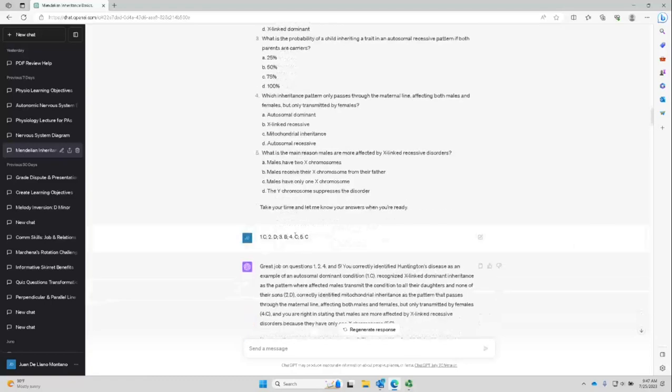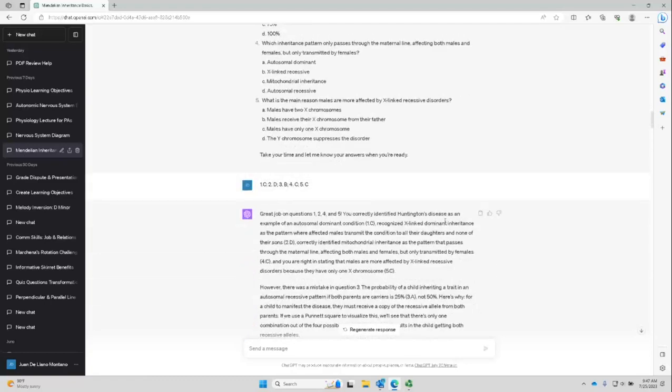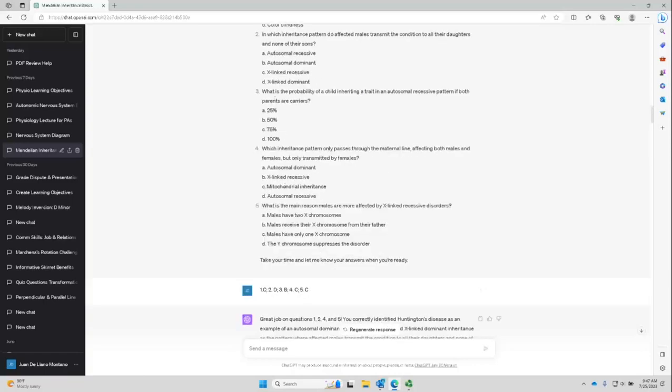So these are the answers I gave. It told me that there was a mistake in question 3. Let's see what happened. I put B. The question: what is the probability of a child inheriting a trait in an autosomal recessive pattern if both parents are carriers? I put B.